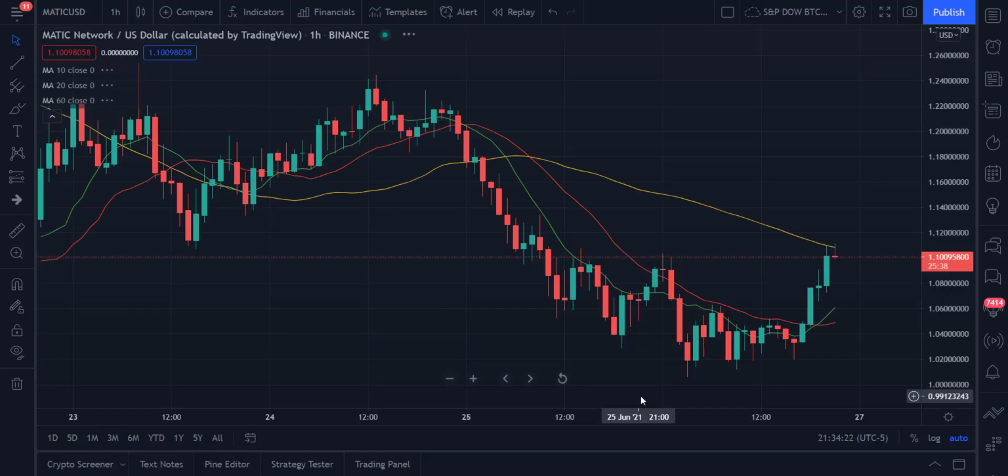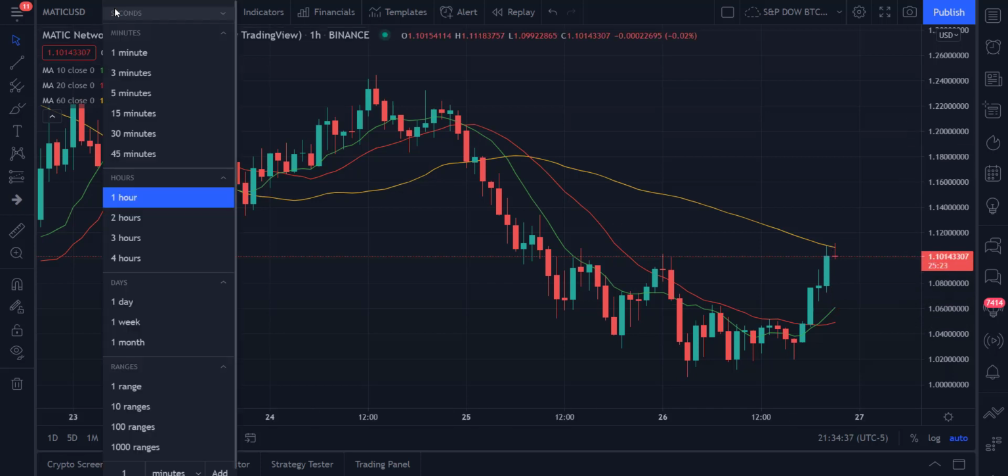All right, let's click over to the 1 hour. So I'm going to look at a 1 hour chart. With the 1 hour chart, we definitely have consolidation, meaning that the moving averages are out of order right now. So you have the 20 on the bottom, the 10 in the middle, and the 60 up top. Definitely consolidating. That's not a clear trading signal.